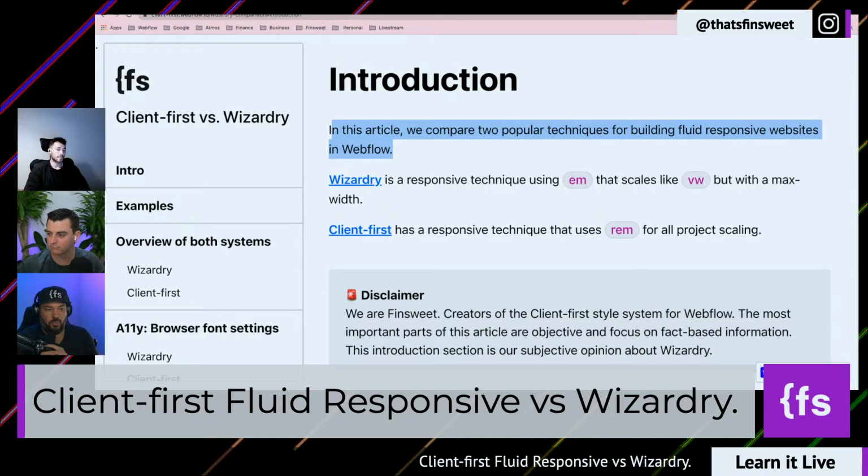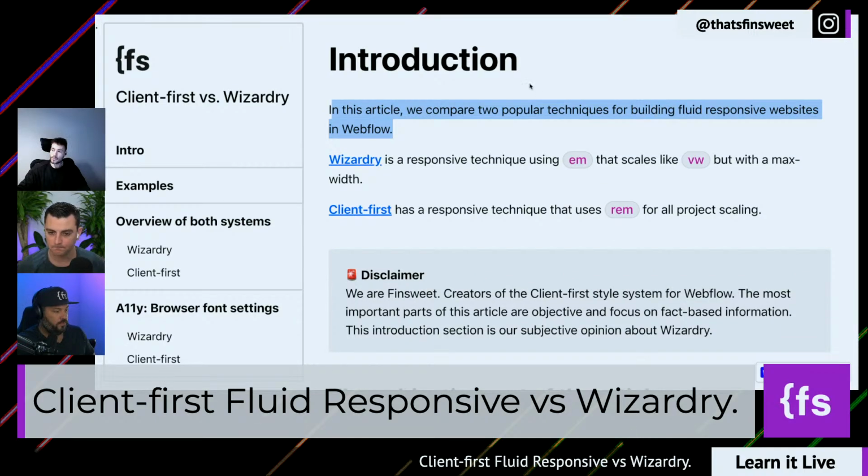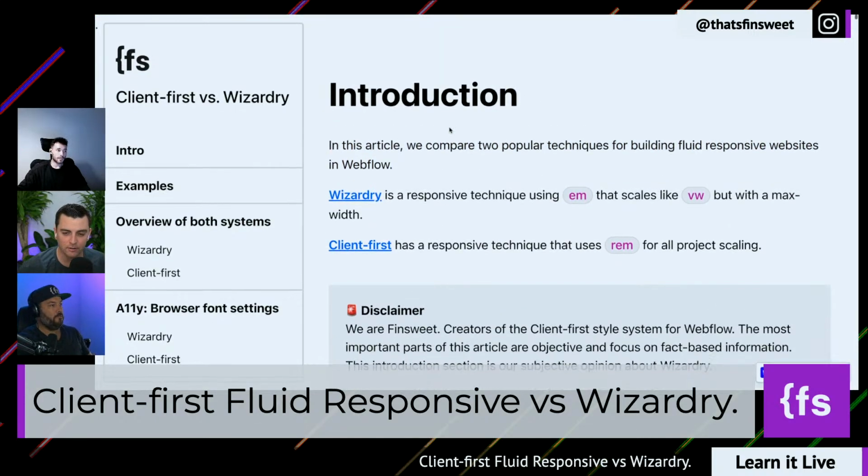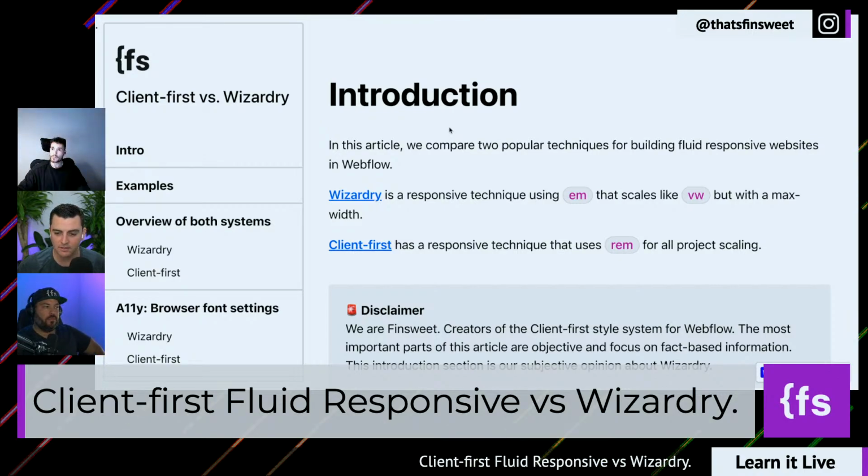So let's just jump right back into this right from the top. Great. Okay. First, we are comparing Wizardry, which is a responsive technique using EM that scales like VW, but with a max width. And Client First has a responsive technique that uses REM for all project scaling.